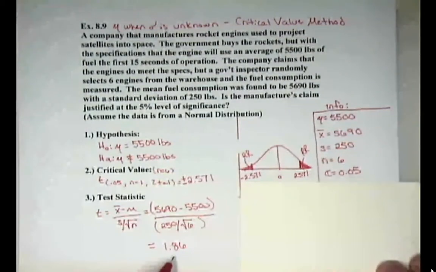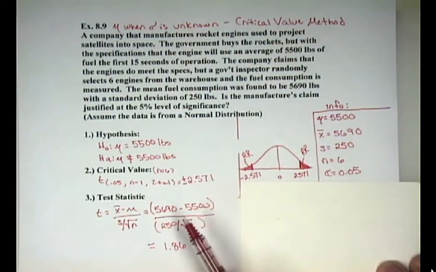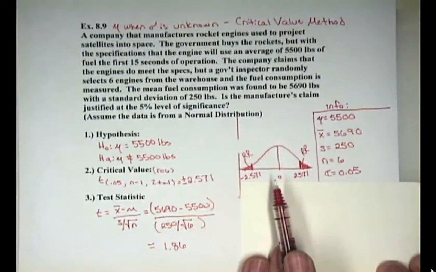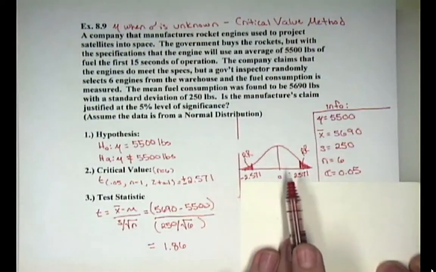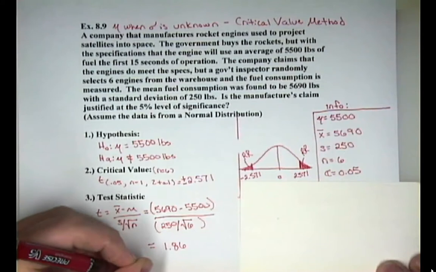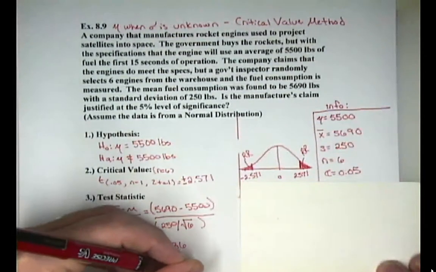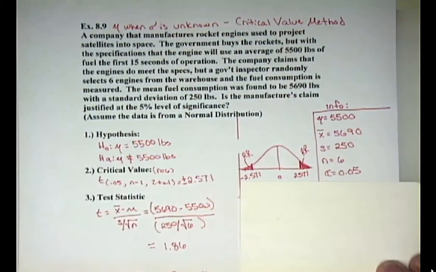Once you get your test statistic, you look to see where it falls in your rejection region picture. Does it fall in a rejection region, or does it fall in the unshaded region? It falls in the unshaded region, so we are going to fail to reject H naught. Okay?